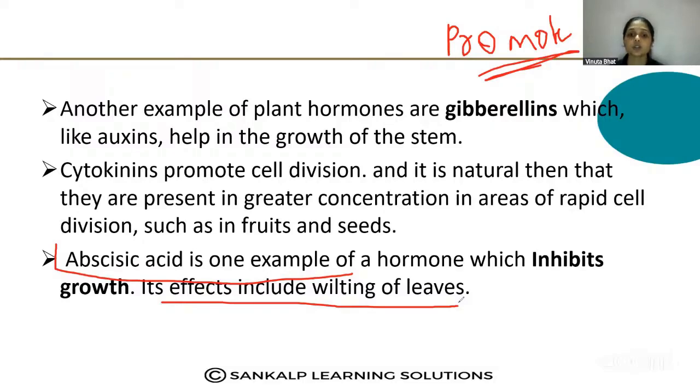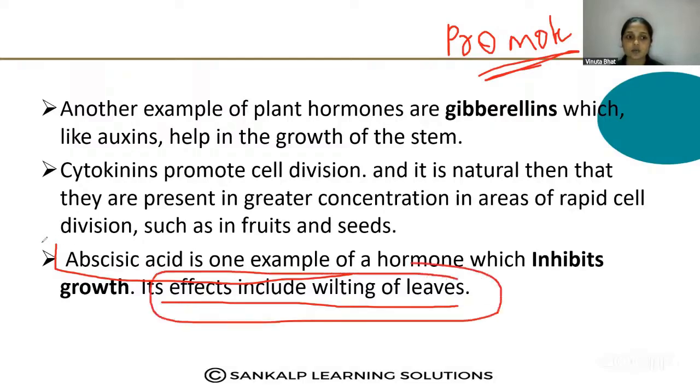It inhibits the growth and prevents the plant from its death. Its effects include the wilting of the leaves. What is the effect of this? So it includes the wilting of the leaves.